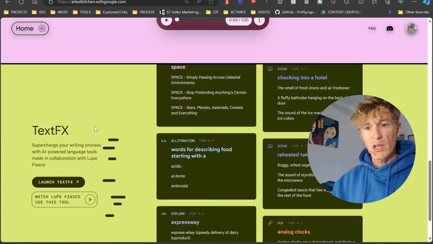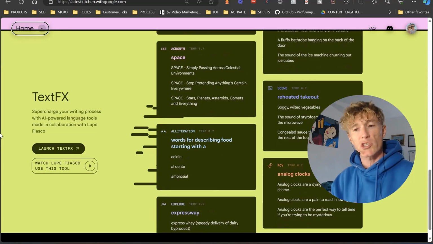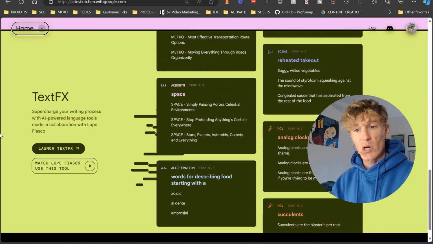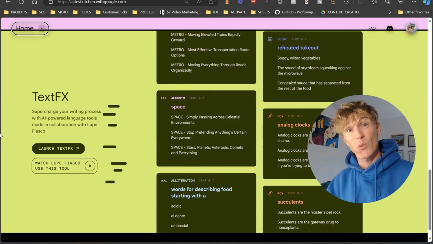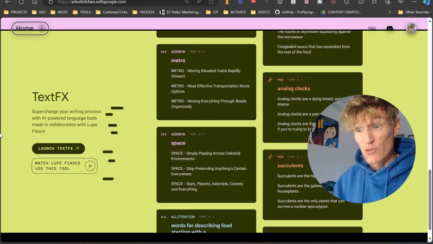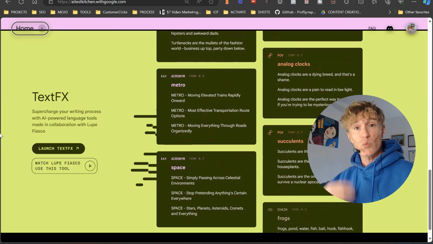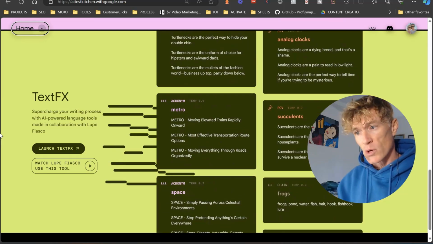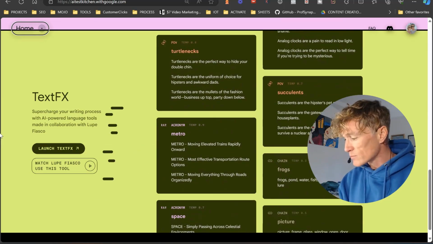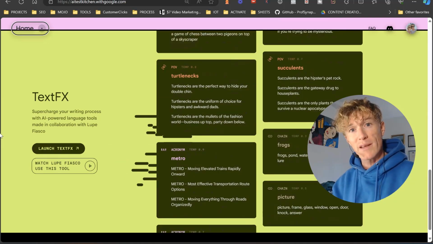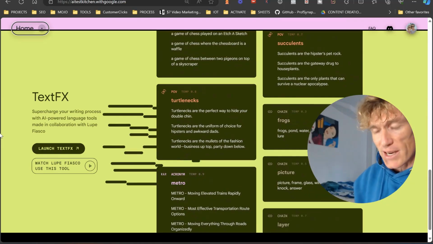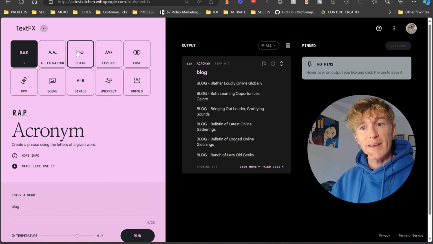What we're going to do is look at TextFX, which is supercharge your writing process with AI powered language tools made in collaboration with Lupe Fiasco. Okay, this is really actually cool. If you get a chance, watch the videos with Lupe Fiasco in terms of what he talks about with TextFX. We're going to look at chain.